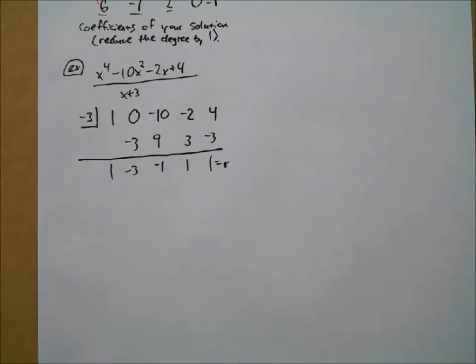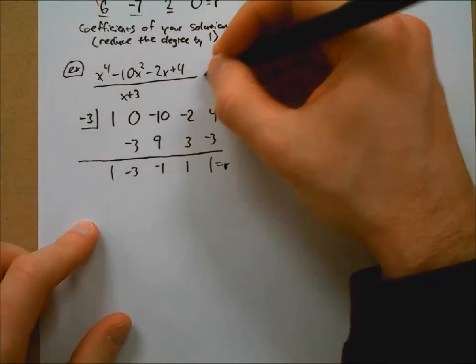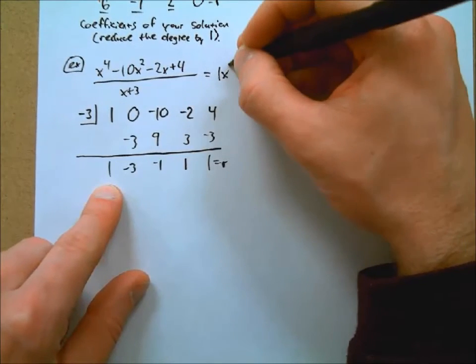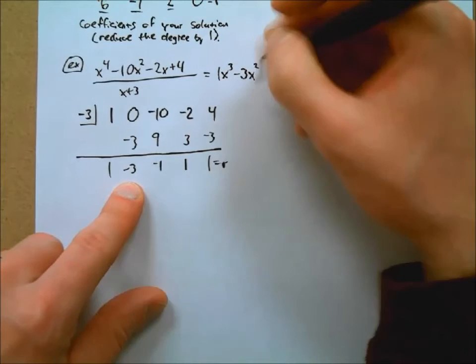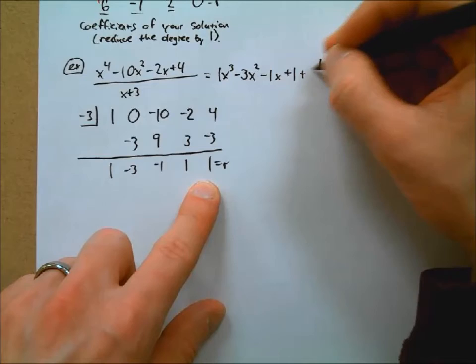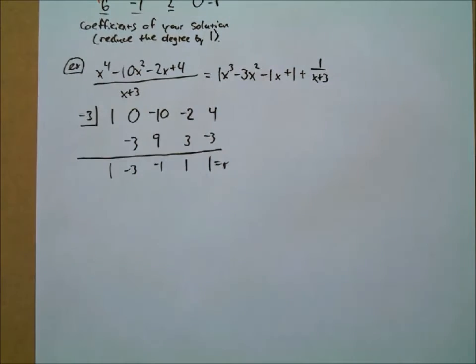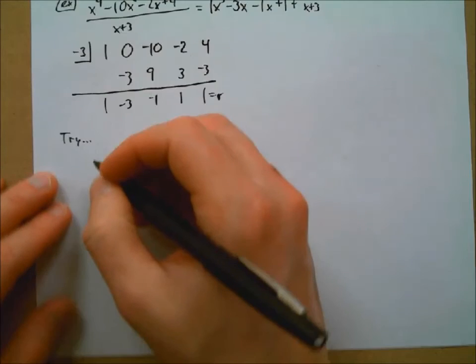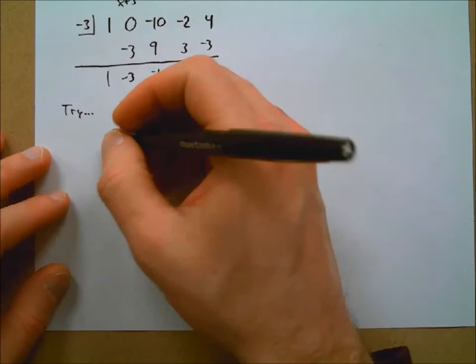Okay. And so then we'll interpret our answer here. This is equal to, we start with an x to the fourth, and so this will then be 1x cubed minus 3x squared minus 1x plus 1, and then plus 1 over x plus 3. Okay? Just like that. And on down. I'm going to give you guys one to try here. Finally, okay? And then I'll get you guys started on your assignment, okay?